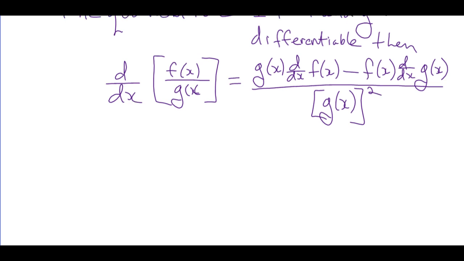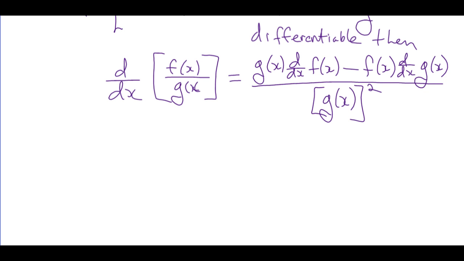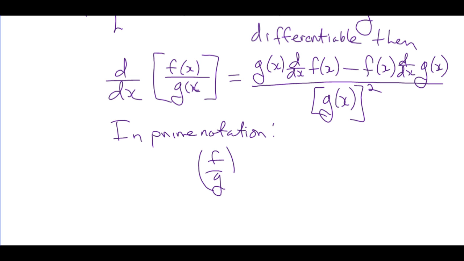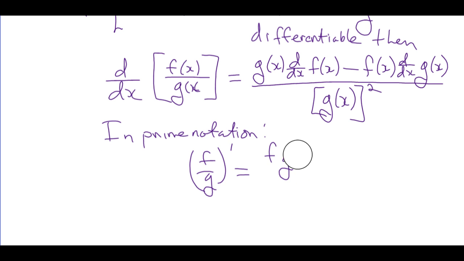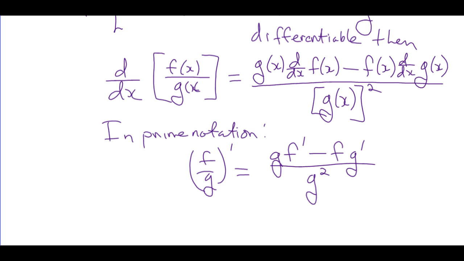So if we look at this in prime notation, then we would say (f over g) prime is equal to g f prime minus f g prime over g squared.